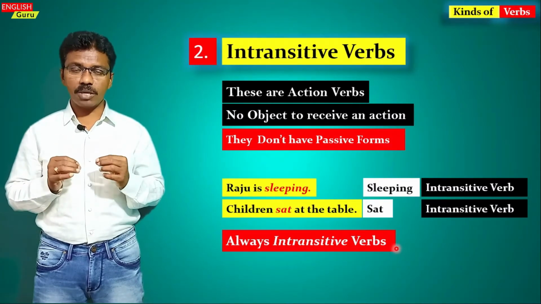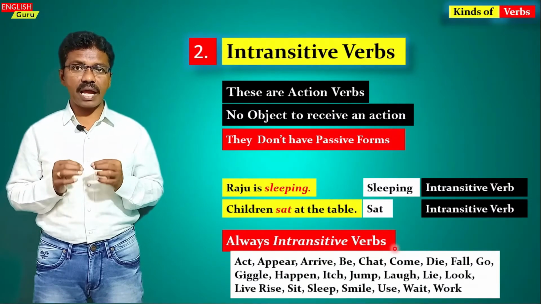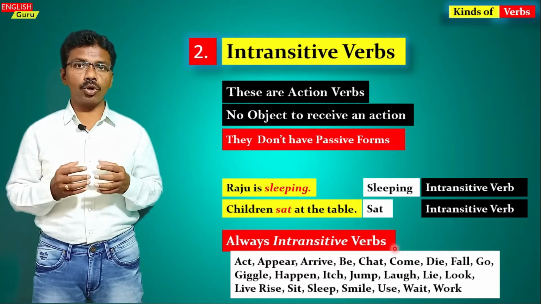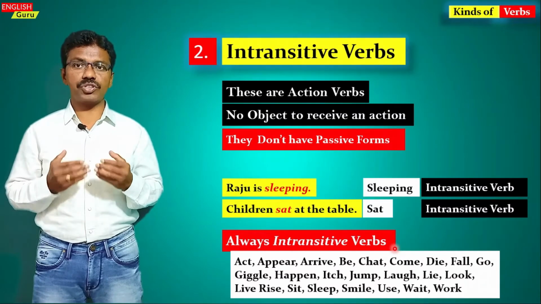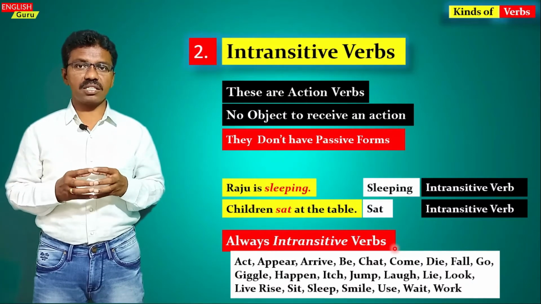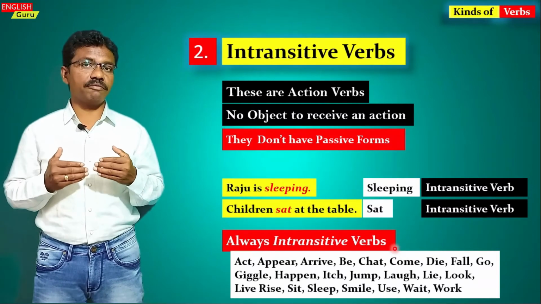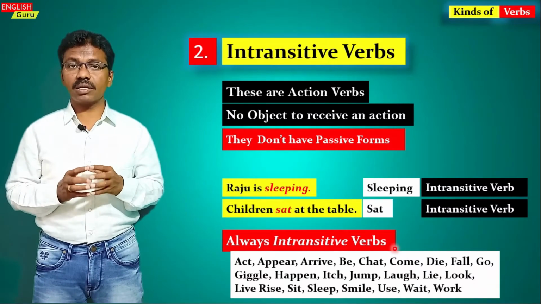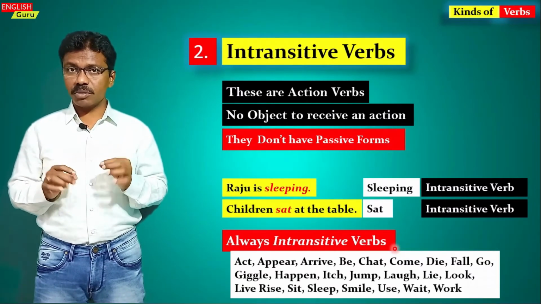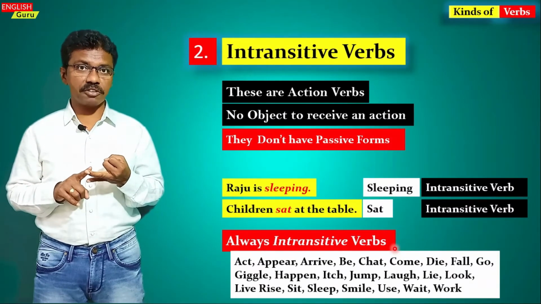And there are certain verbs which are always used as intransitive verbs. They are act, appear, arrive, be, chat, come, die, fall, go, giggle, happen, itch, jump, laugh, lie, look, rise, sit, sleep, smile, wait, work. These are all the words. They are used as intransitive verbs always. So intransitive verbs do not take object and also they do not have passive form.